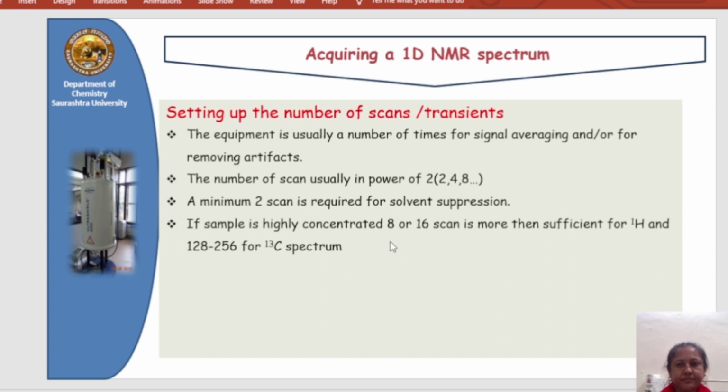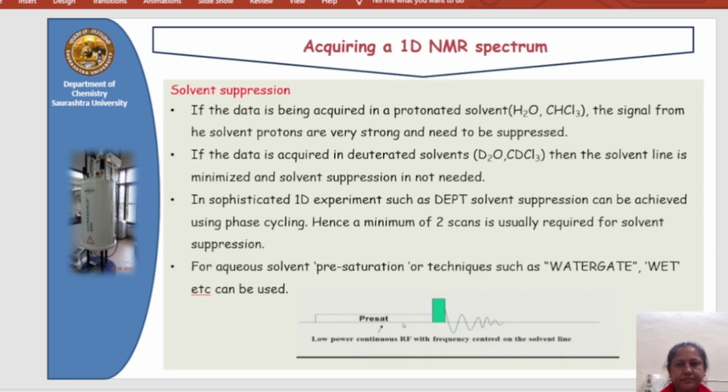If the sample is highly concentrated, for 1H NMR scanning 8 to 16 scans is enough, and for C13 it is 128 to 256. It is sufficient for detecting the signals. So we can say that the number of scans is also important. After that we can discuss solvent suppression.